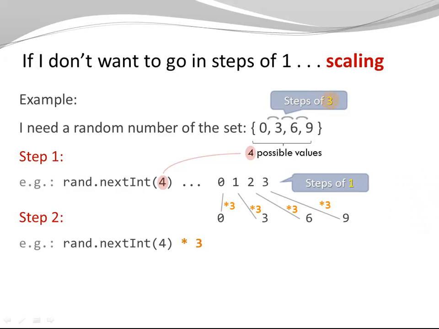So I could just say, give me a random nextInt of 4 and multiply the result by 3. This way I get one of those elements, which is exactly what I was looking for. Notice also that the value I was multiplying with is my step size. This is exactly the difference between my possible set elements.